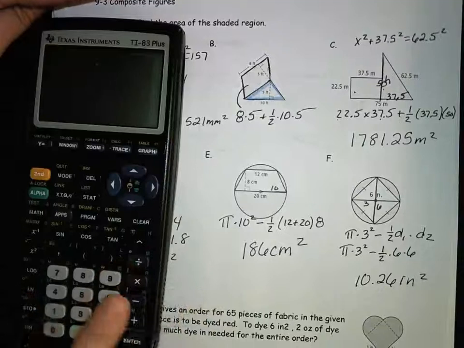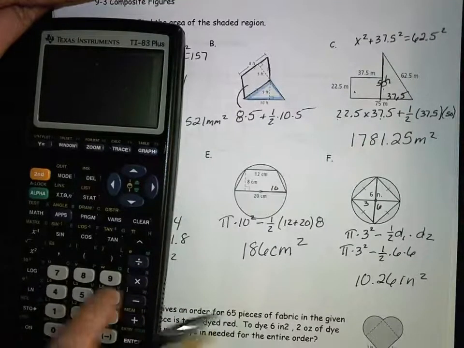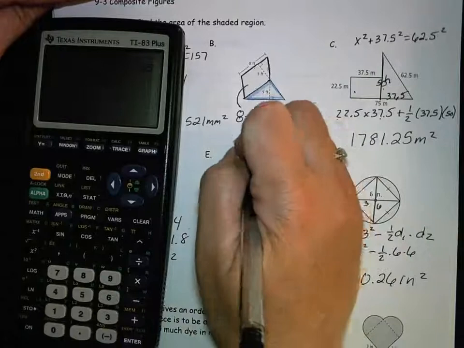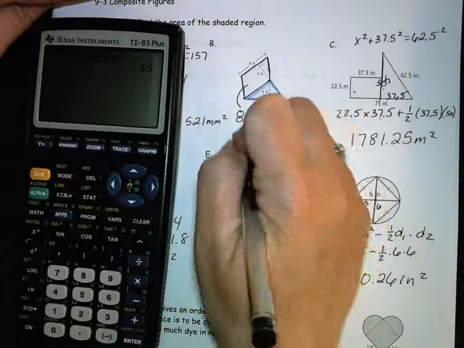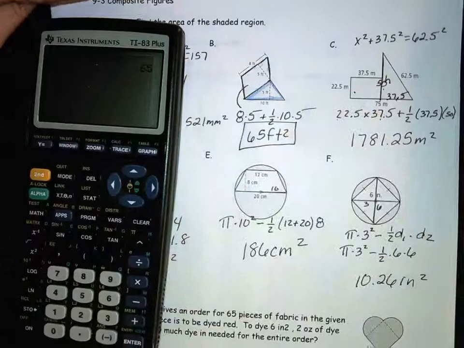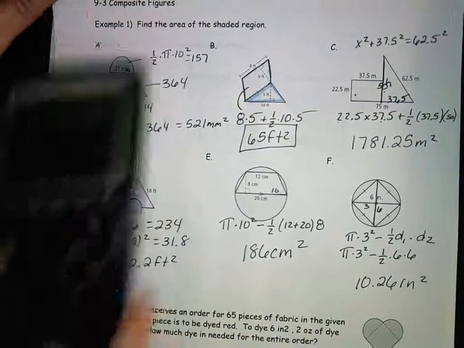And then we can go 8 times 5 plus 1/2 of 10 times 5, and the area there is 65 square feet. So if you don't know how to do one the first time you look at it, sometimes you can go back and figure it out.